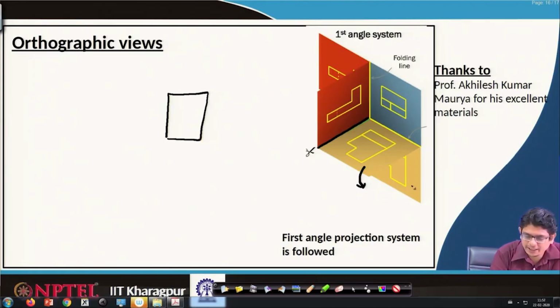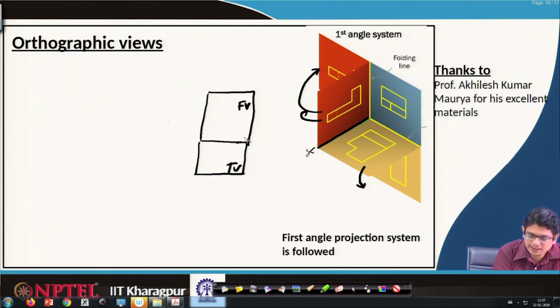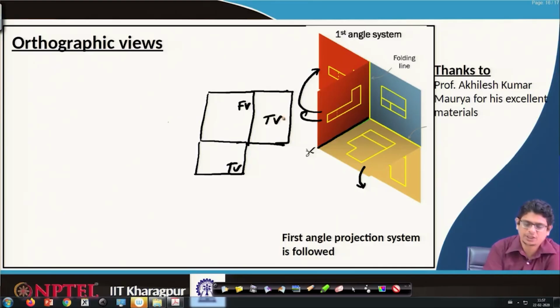If we are folding it in that direction, it is supposed to come here. Flip this one also 90 degrees, so that this will come here. Folding the frontal plane, this is the front view, this is the top view that we will see, and the rest remains as it is. So, this is the way we generate the views of the object.